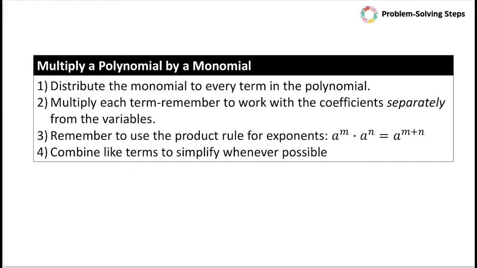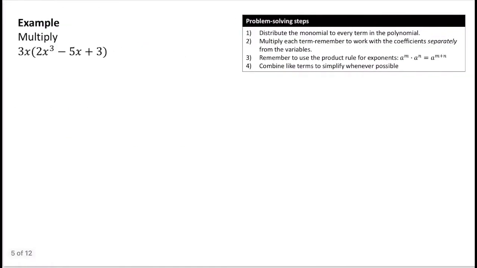So what we're going to do is we're going to take the monomial and distribute it to every term in our polynomial. Then we'll multiply each term and remember to work with the coefficients separately from the variables. Then we'll use the product rule of exponents, which tells us that we add the exponents together, and we'll combine like terms to simplify whenever possible. So let's, for example, try multiplying 3x times (2x cubed minus 5x plus 3).